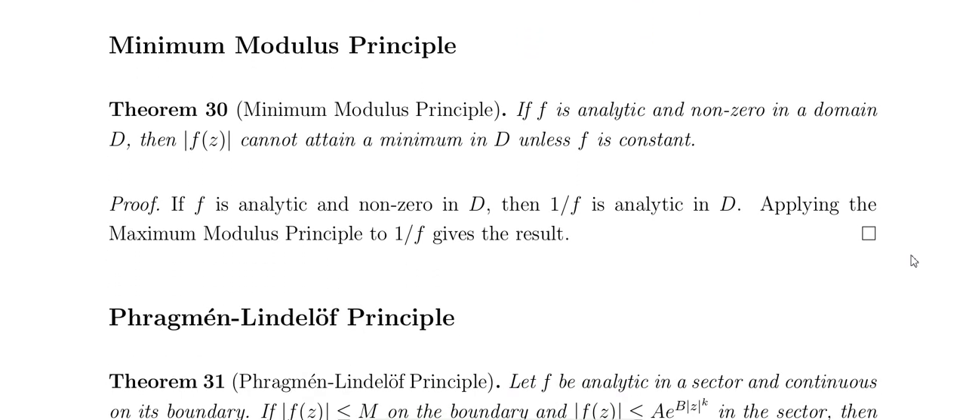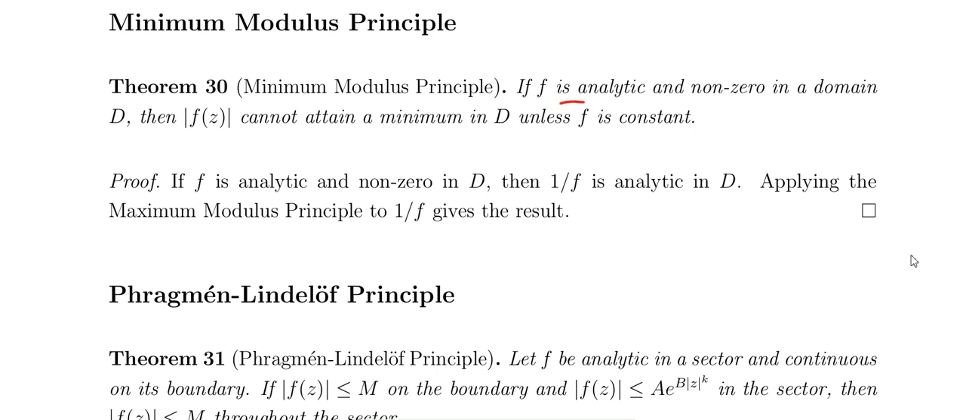And the maximum modulus principle, that is, if f is analytic and non-zero in the domain D, then modulus of f of z cannot attain a minimum in D unless f is constant. If a function is analytic and non-zero in this domain D, then modulus of f of z cannot attain a minimum, unless f is constant. So the function is analytic and non-zero.